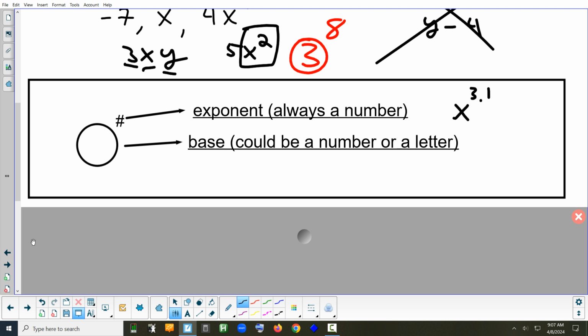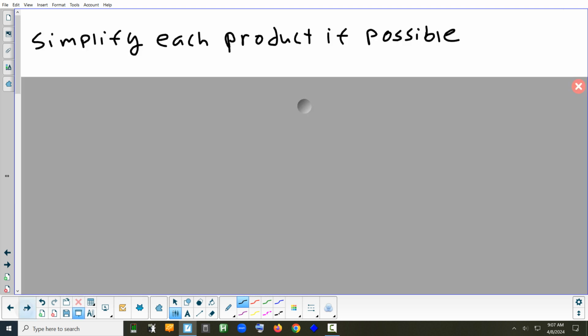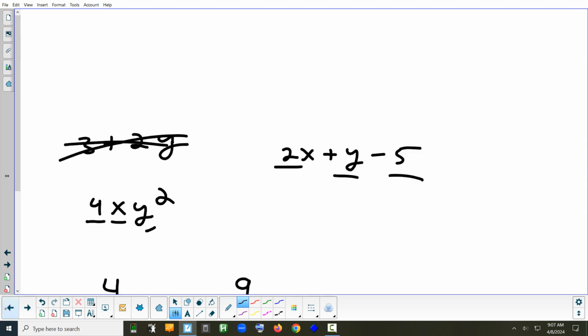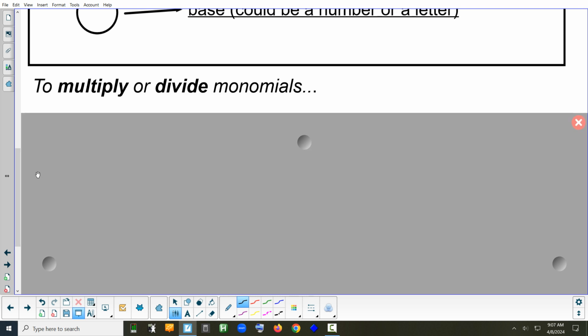All right, so now we've got 3 rules here. I don't know if we're going to do all 3 right away. We'll probably do one of the rules and then I'll show you an example. And then we'll do another rule, and then we'll do some other examples. So let's look at the first rule. It says to multiply or divide monomials. Okay, first thing we're going to look at is multiply. I'm not sure we're going to get to divide today. We will maybe tomorrow.